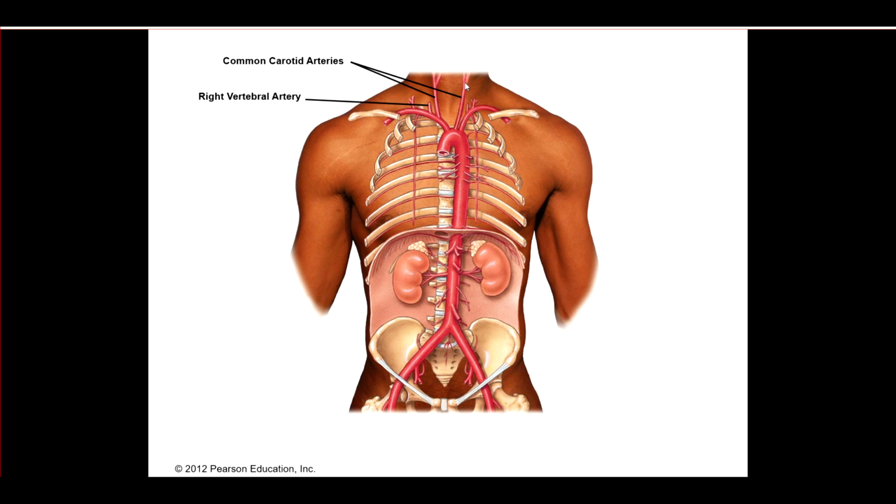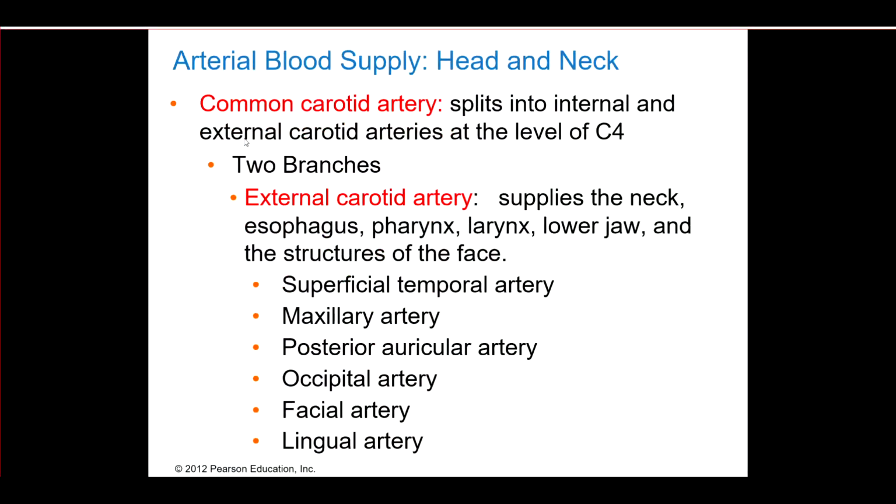Notice, again, about the fourth cervical vertebrae, there's a little bit of a split, right? This is probably going to be the external carotid artery. This one in here is going to be the internal carotid, external carotid, right? So that's all I'm saying, that they split at the level of C4. Let's take a look at now the external carotid artery.